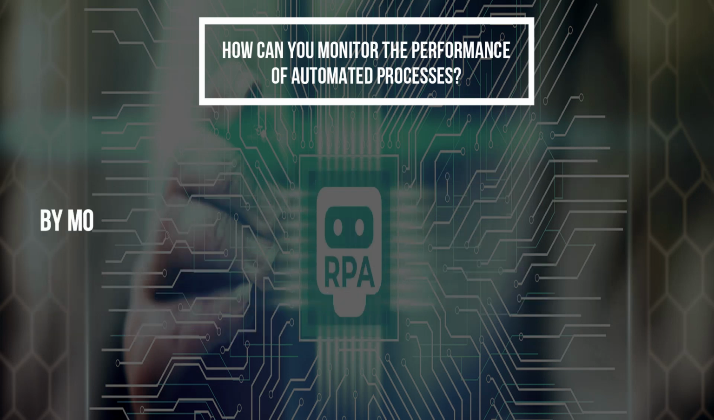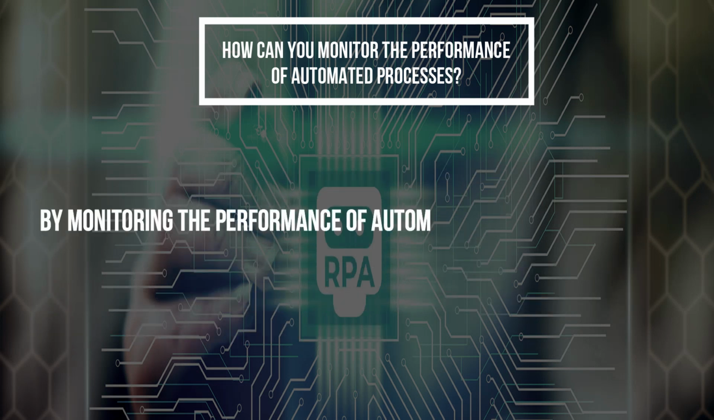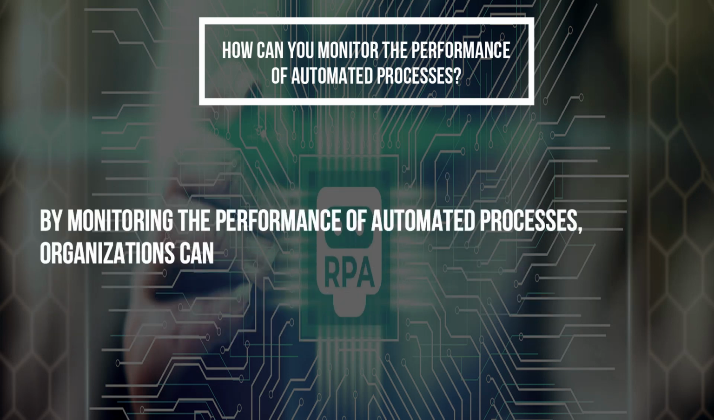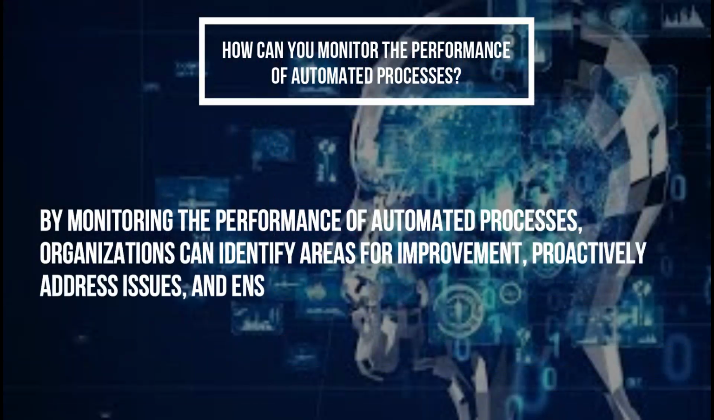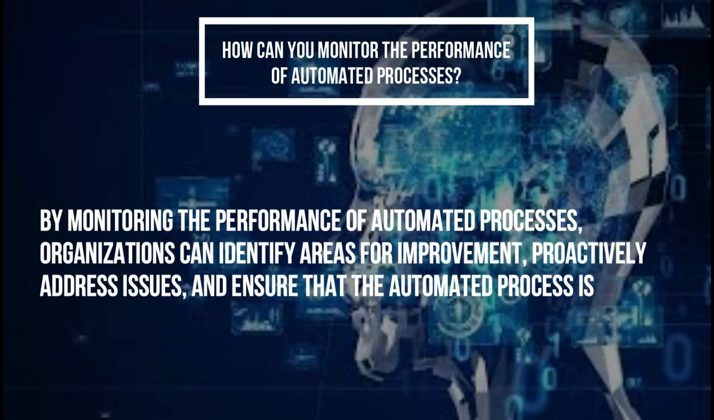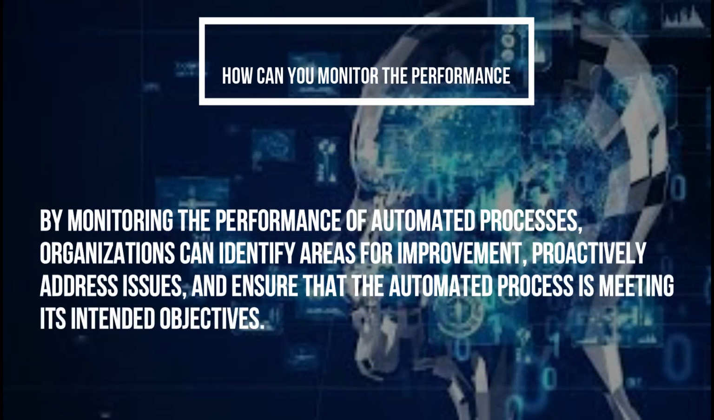performance over time. By monitoring the performance of automated processes, organizations can identify areas for improvement, proactively address issues, and ensure that the automated process is meeting its intended objectives.